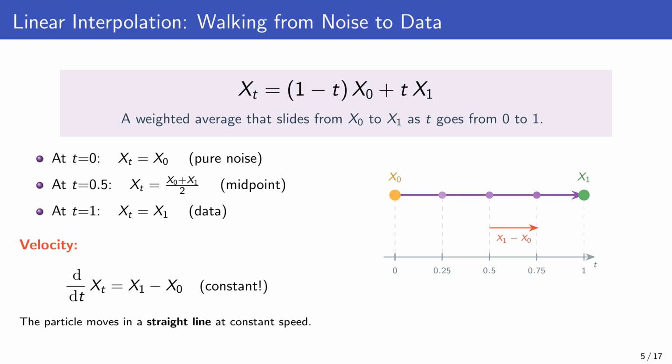The velocity, the derivative with respect to t, is x1 minus x0. Notice this is constant. It does not depend on t at all. The particle moves in a straight line at constant speed from noise to data. This constant velocity is exactly what we will ask the network to predict in Lecture 4. This is the linear conditional path from Lecture 3. What is new here is that we are thinking of it computationally. Given tensors x0 and x1, computing xt is just one line of arithmetic.